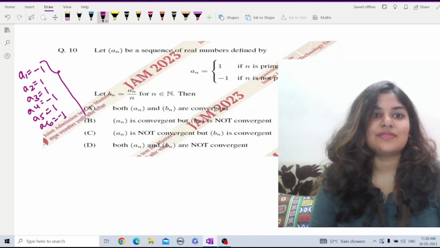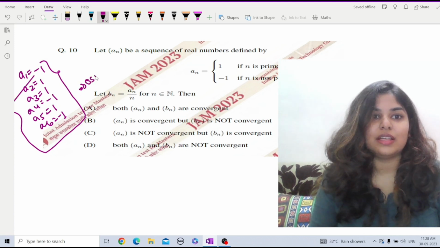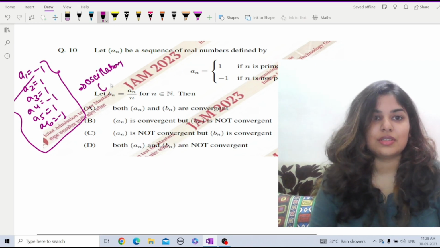So from this it is very clear that this sequence is oscillatory, neither convergent nor divergent, so not convergent.